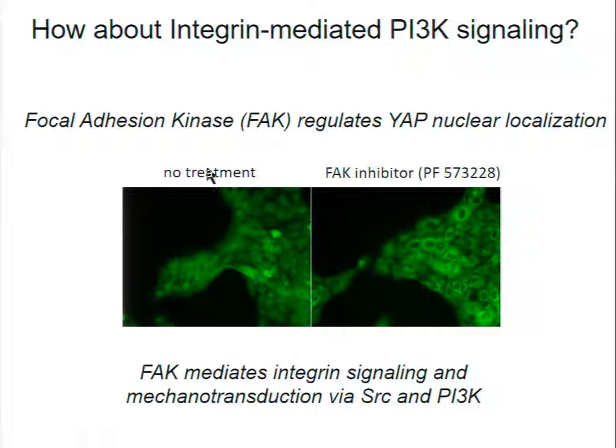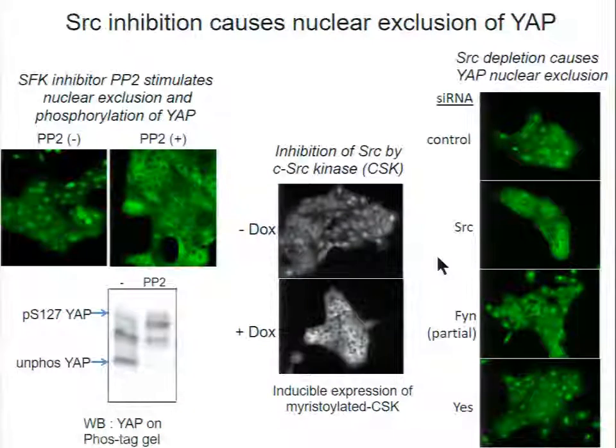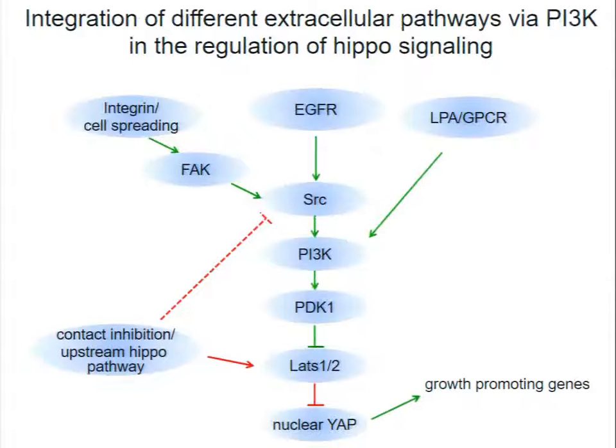We also found that in addition to the receptor tyrosine kinases, the integrin-mediated regulation of PI3 kinase through focal adhesion kinase is also involved, and FAK inhibitors inhibit YAP nuclear localization in response to integrin binding. For the sake of time, I'm going to skip some of the next few slides and just summarize that. So we think EGF, G protein coupled receptors, and integrins through FAK and SRC are regulating the Hippo pathway, and these are all promoting growth by inhibiting the Hippo pathway and sending YAP into the nucleus.